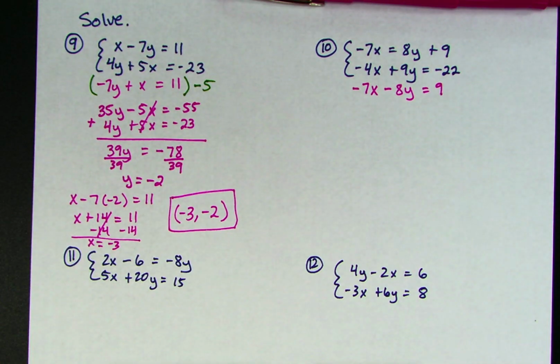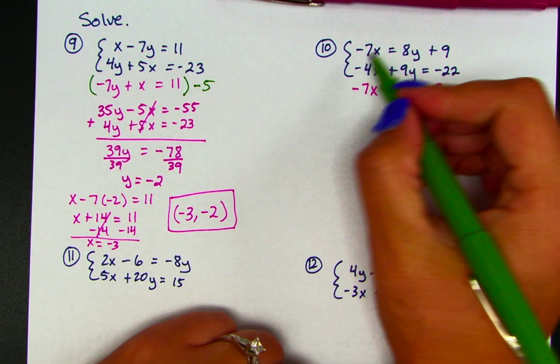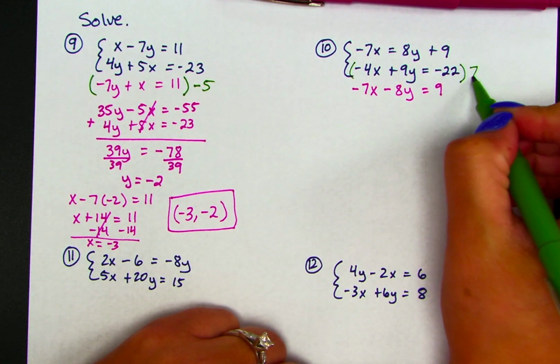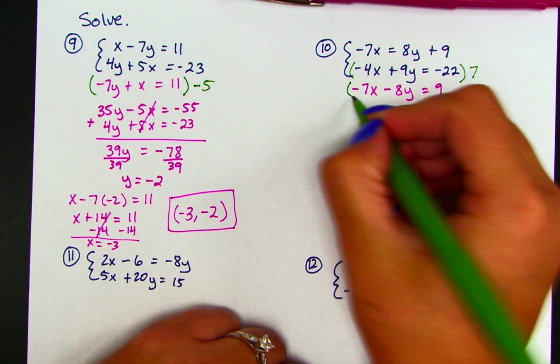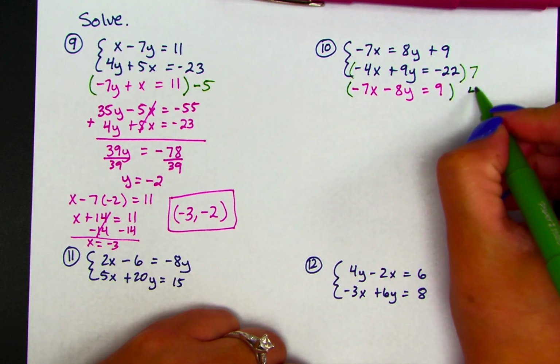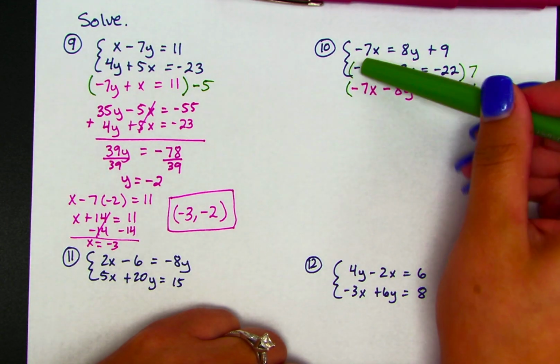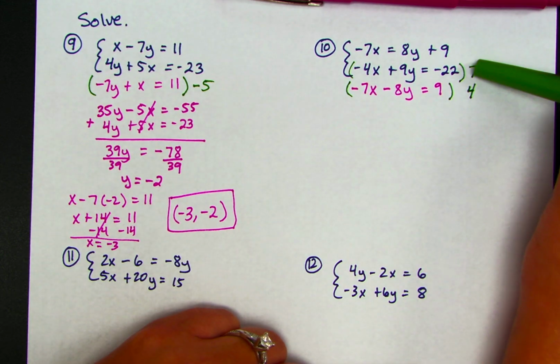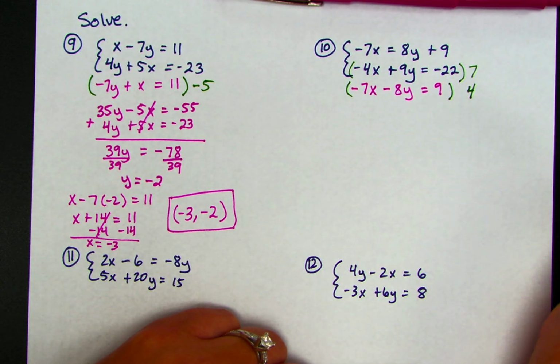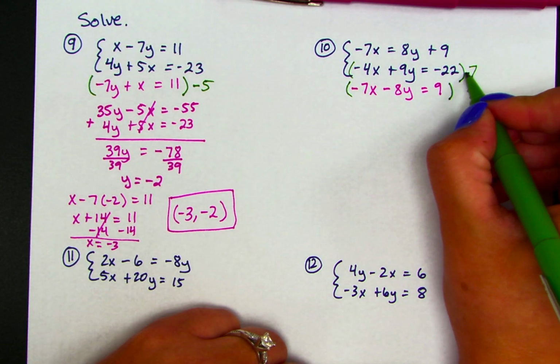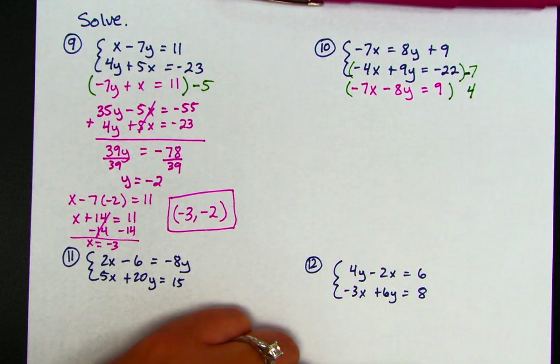So if I do that, I'm just going to take the top equation times 7, and then this bottom equation times 4. And then because these have the same sign here, I need to make one of these negative, and it doesn't matter which one. So I'm just going to make the 7 negative. All right, so now we are distributing that negative 7 in.